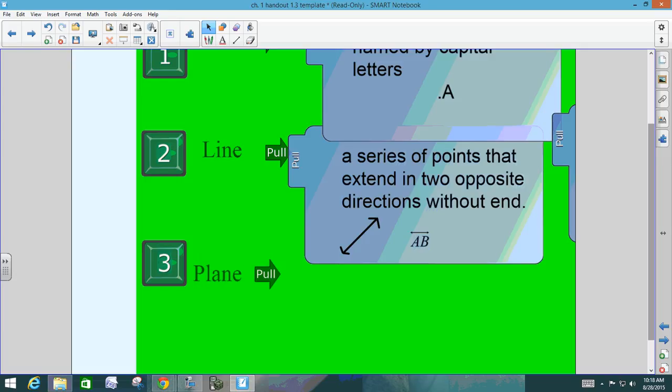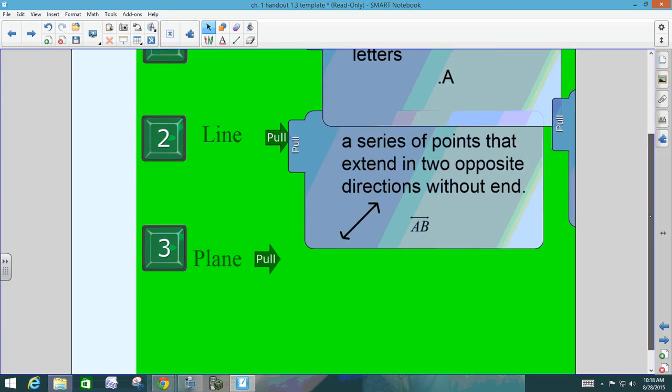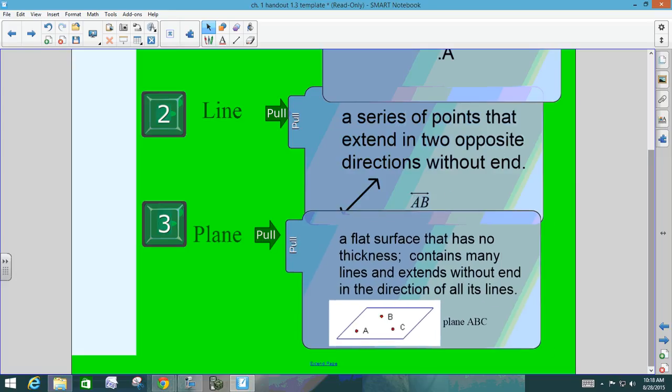Okay. Your last one, a plane. A plane is a flat surface. It has no thickness. And it contains many lines and points. And it goes in all directions forever. Plane, flat surface, has points and lines on it, and it goes in every direction forever. Can't draw that on a paper because I don't have paper that goes on forever. But most of the time, your plane's going to be represented by this tilted rectangle.